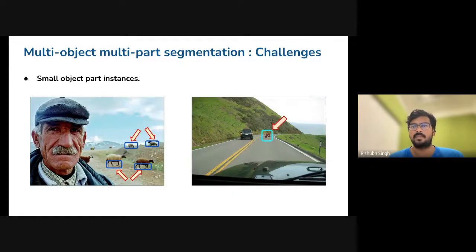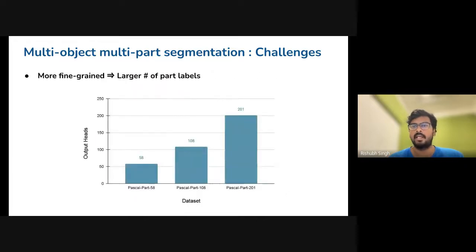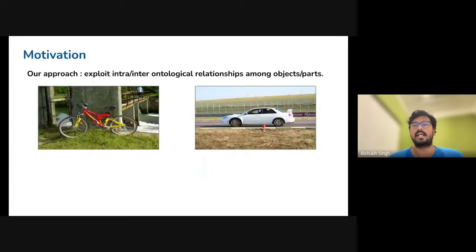The main challenges of this problem include small object part instances, as pointed out here, a long tail in the object part frequency distribution shown here for the Pascal Part 201 dataset, and a combinatorial increase in the number of labels with increasing labeling granularity. To tackle these issues, we exploit the intra and inter-ontological relationships among objects and parts.